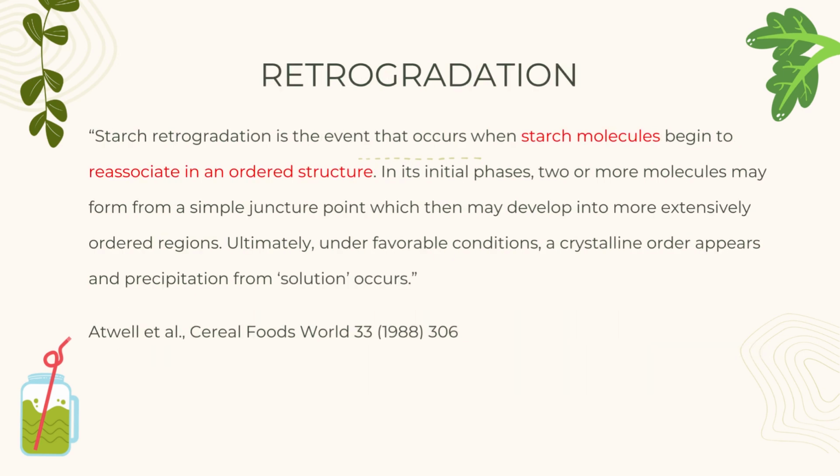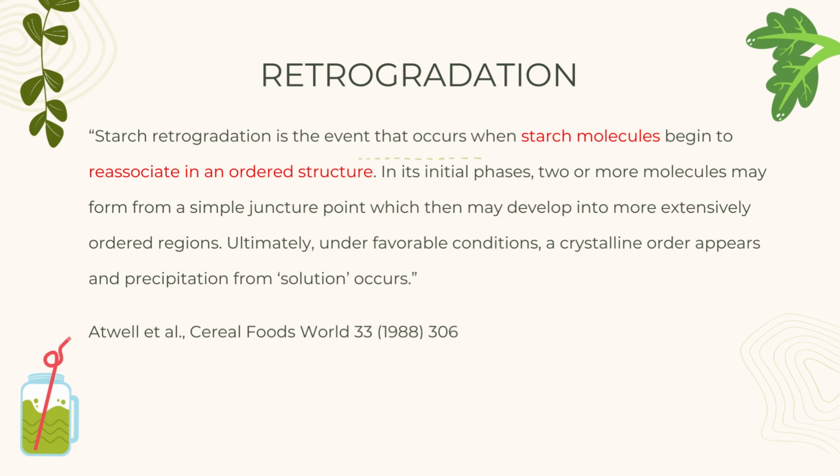Next is retrogradation. Starch retrogradation is the event that occurs when starch molecules begin to reassociate in an ordered structure. In its initial phases, two or more molecules may form from a simple juncture point, which then may develop into more extensively ordered regions. Ultimately, under favorable conditions, a crystalline order appears and precipitation from solution occurs.